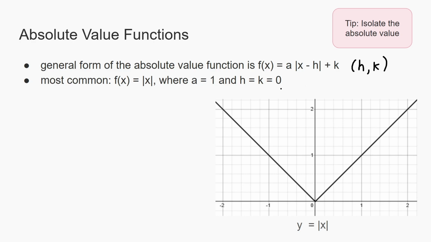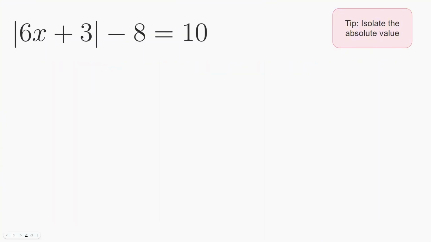As you can see, like I mentioned, the vertex is going to be h comma k, so the vertex is right here at the lowest point at 0 comma 0. Now let's solve some practice problems.